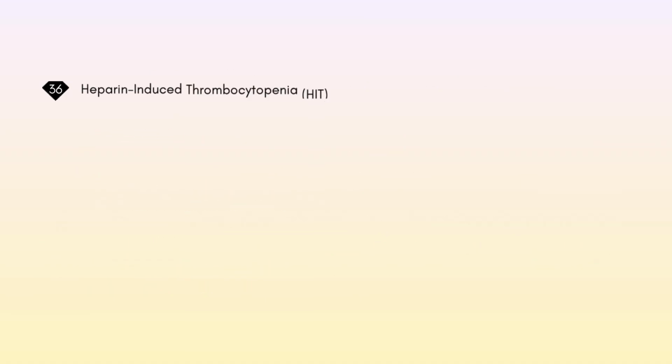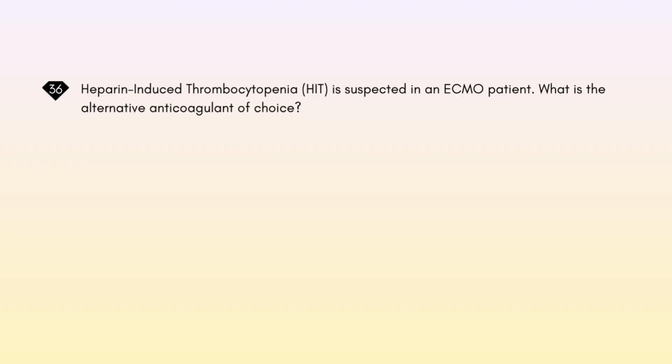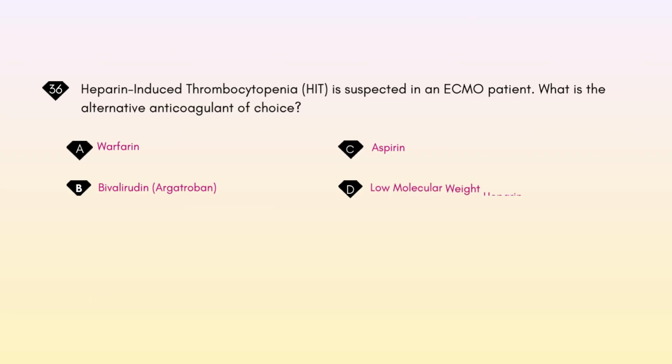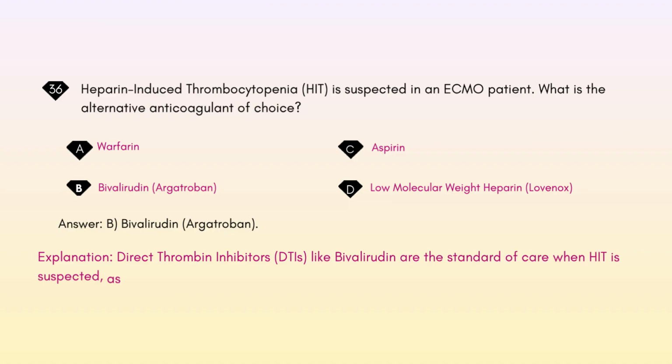Heparin-induced thrombocytopenia, HIT, is suspected in an ECMO patient. What is the alternative anticoagulant of choice? A. Warfarin. B. Bivalirudin, argatroban. C. Aspirin. D. Low molecular weight heparin, Lovenox. Answer: B. Bivalirudin, argatroban. Explanation: direct thrombin inhibitors, DTIs, like bivalirudin are the standard of care when HIT is suspected, as they do not cross-react with HIT antibodies.